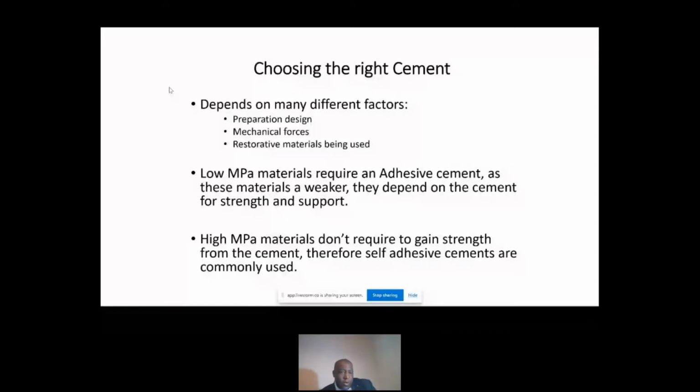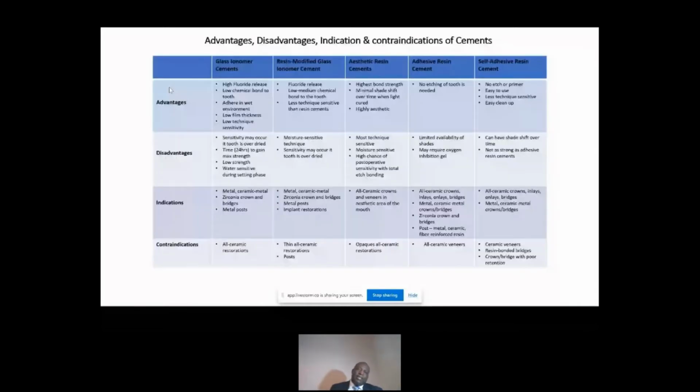For example, if it's a low strength material, it needs to be reinforced. So an adhesive cement is recommended. If it's a high strength material, it doesn't require strength from the cement. So therefore, self-adhesive cements are commonly used. And as we said, the adhesive cements have the greatest bond strength. And the next slide just goes through some of the advantages, disadvantages, indications, and contraindications of various cements.